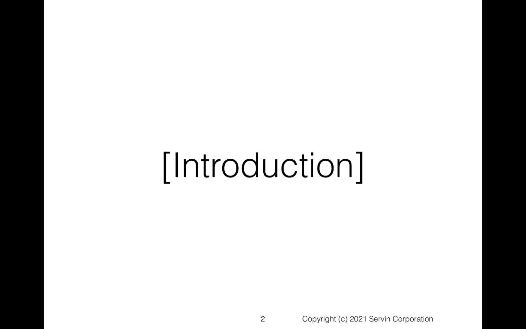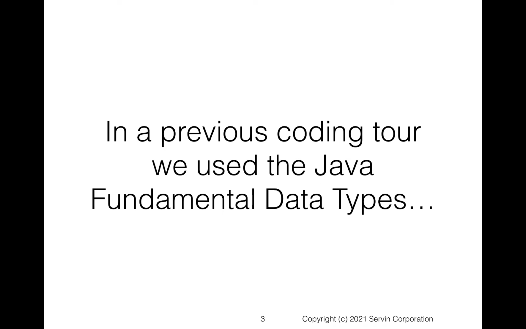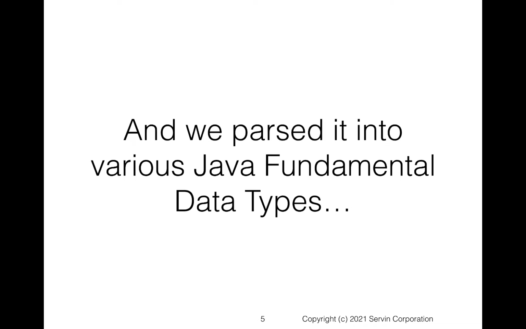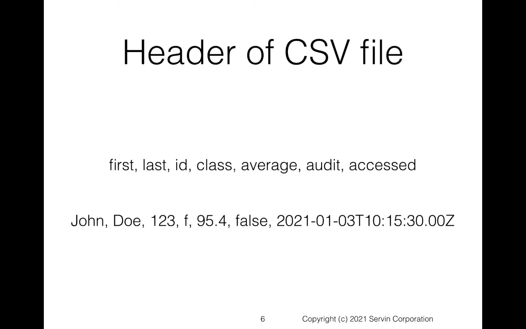So as an introduction, in the previous coding tour, we used the Java fundamental data types. We were given a string in CSV format, and we parsed it into various Java fundamental data types. Here was the header of the CSV file: the first, the last, the ID, the class, average, audit, and access. And you see an example there of John Doe and the values related to that.